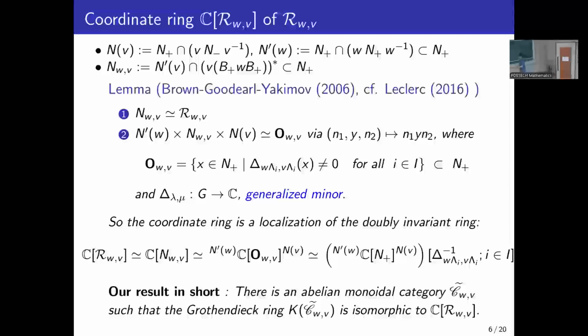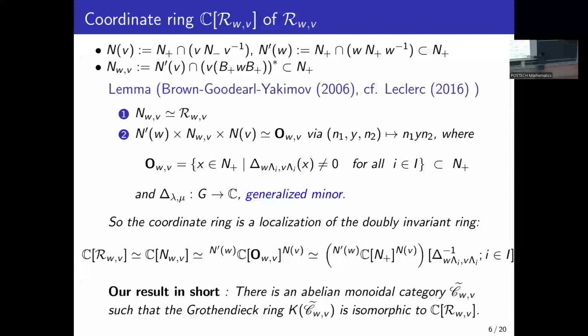Let me summarize once again. There is an abelian monoid category such that the Grothendieck ring is isomorphic to our one, right? So our goal, our result, is to produce some abelian monoid category whose Grothendieck ring is isomorphic to this localization of the double invariant ring.